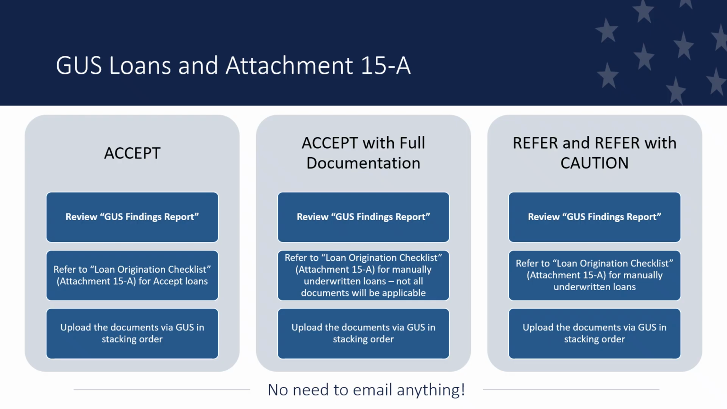All submissions will utilize attachment 15A found at the end of Chapter 15 in the handbook. Agency staff will not review a loan file that is incomplete and conditioned for missing loan documents. Files that are severely incomplete will be released back to the lender and create delays. Regardless of the GUS underwriting recommendation, you will upload all documents via the GUS application. There is no need to email anything to Rural Development for any type of GUS loan.